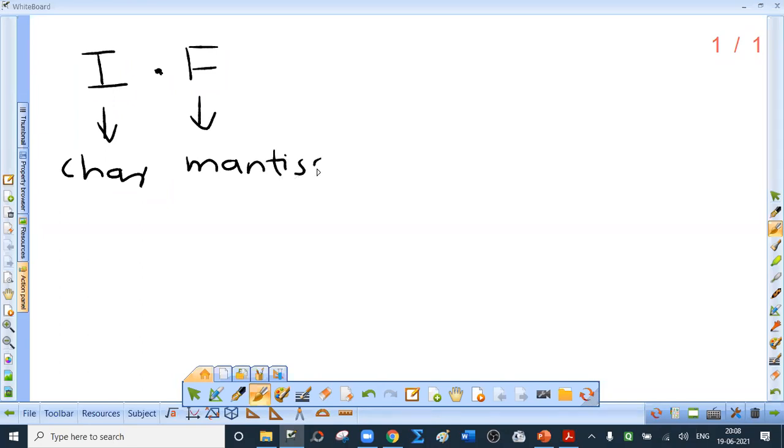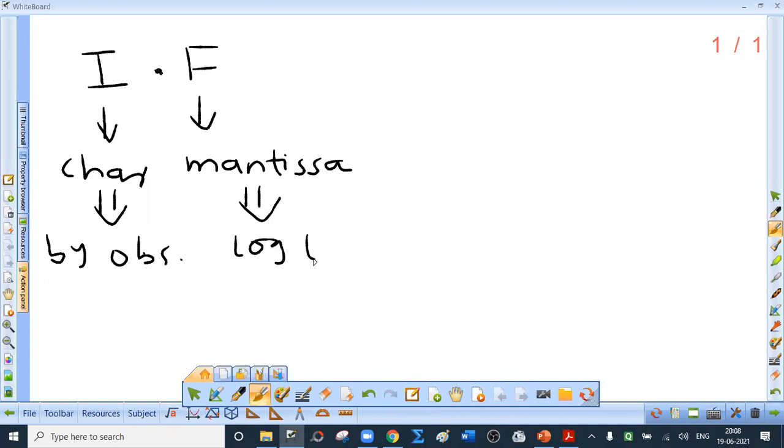Note that mantissa is obtained using log tables. So this is by observation, and what about mantissa? Using log tables. Okay, now characteristic, that is integral part, can be positive, negative, 0.